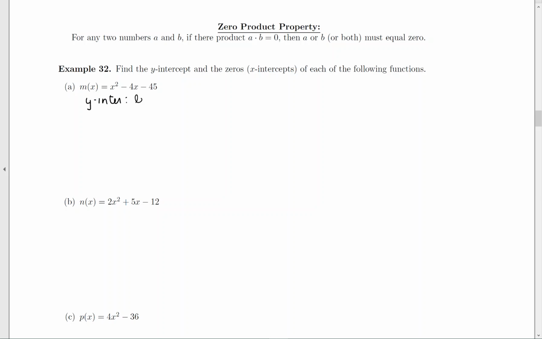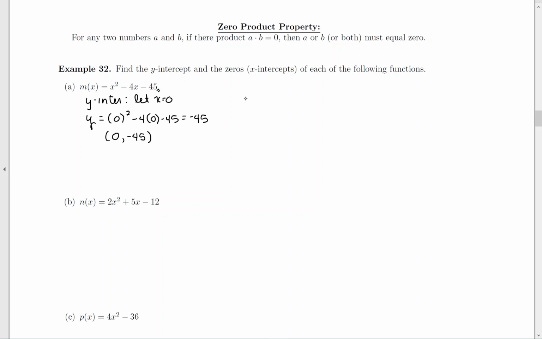you let x equal 0 and then use arithmetic to find y. So what I mean by that is m of x is another name for y equals, substitute in 0 for x, and then use your calculator if you need to, but 0 minus 45 is just going to equal negative 45, or the constant of that polynomial. So our y-intercept is the point when x is 0, y is negative 45.